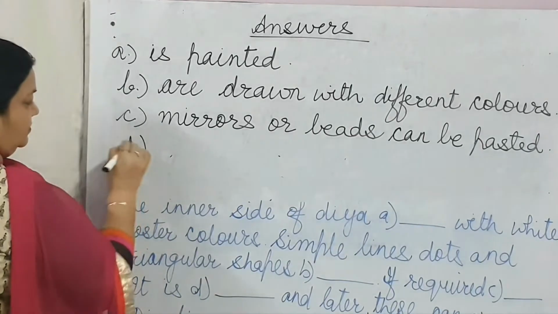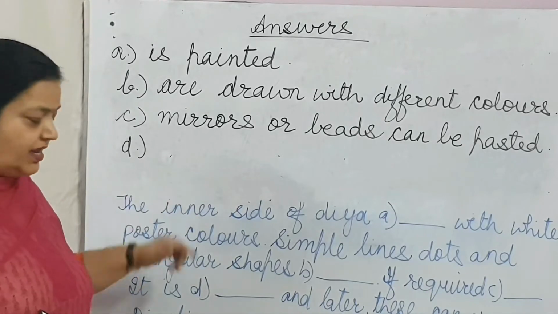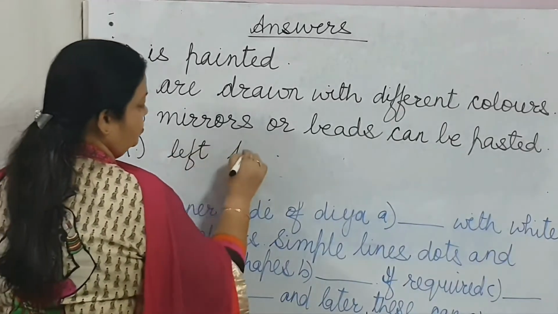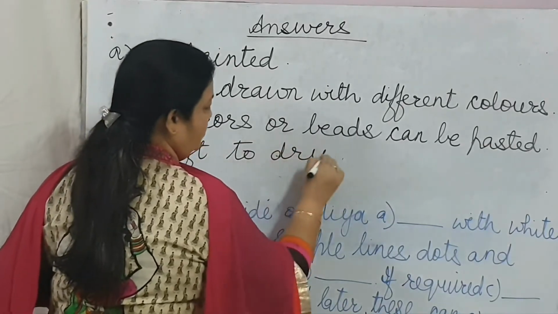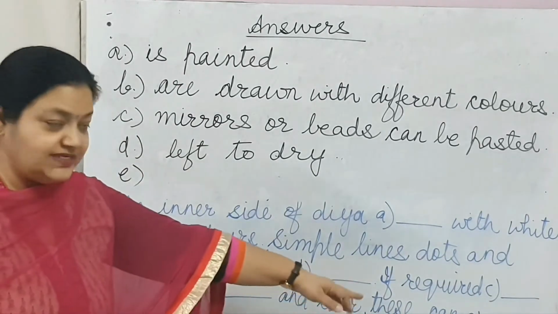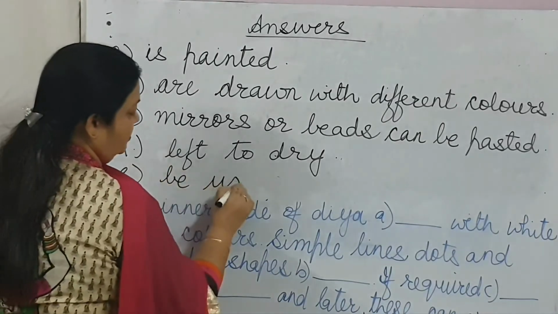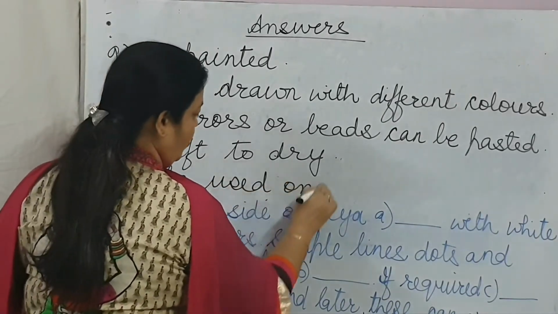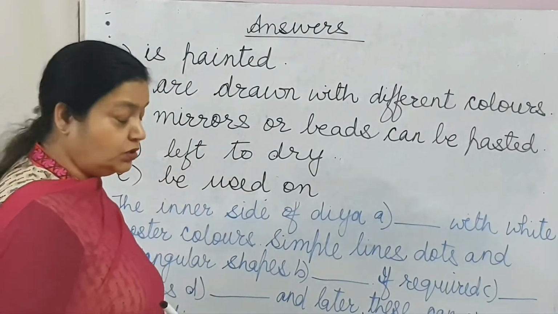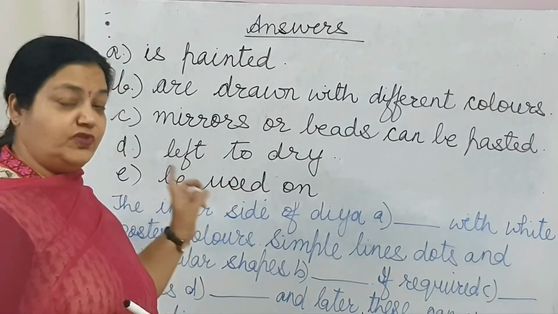Then it is let it dry. The instruction was let it dry. So it is left to dry. And the E blank says later these can, model is given, can be used on Diwali. I hope you have understood how to incorporate the missing words also along with the change of the verb.